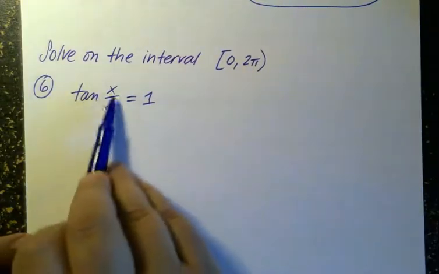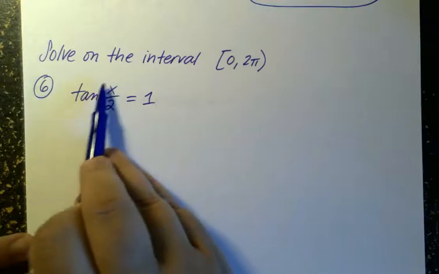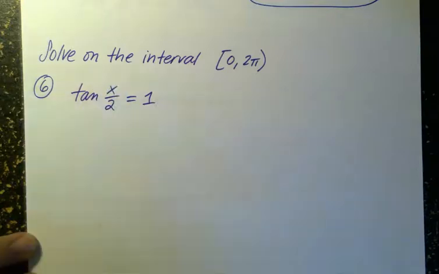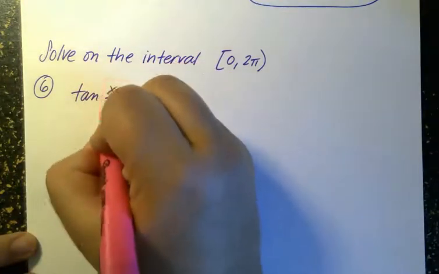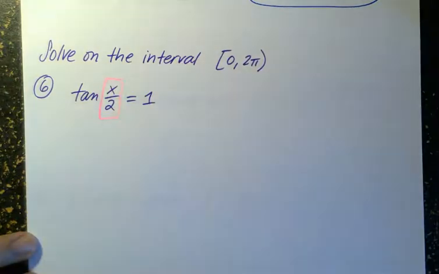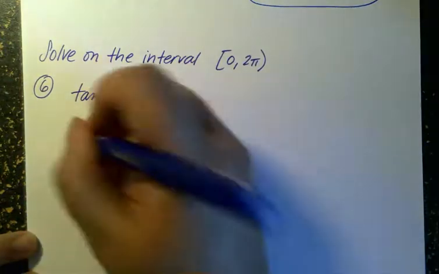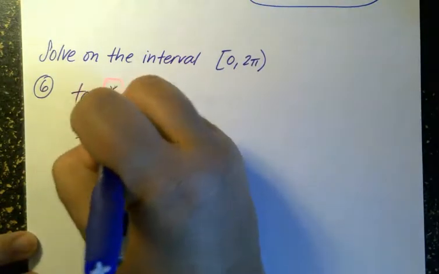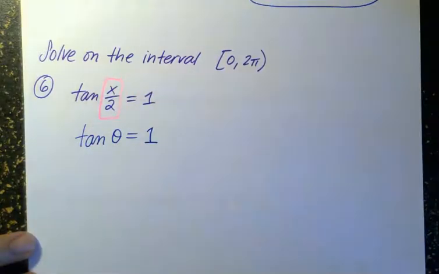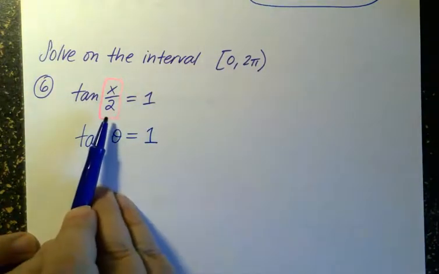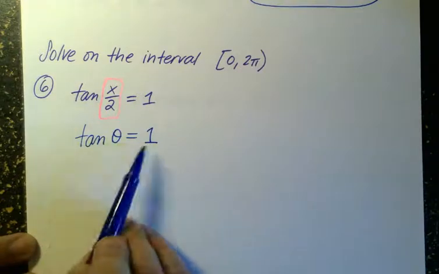So what we do is this. We treat it like the whole thing here is my variable. In other words, I'm going to pick another variable, let's do theta. Let's say tan of theta equals 1. And I'm going to solve that, and then whatever I get for theta, I will set it equal to x over 2 to find x.